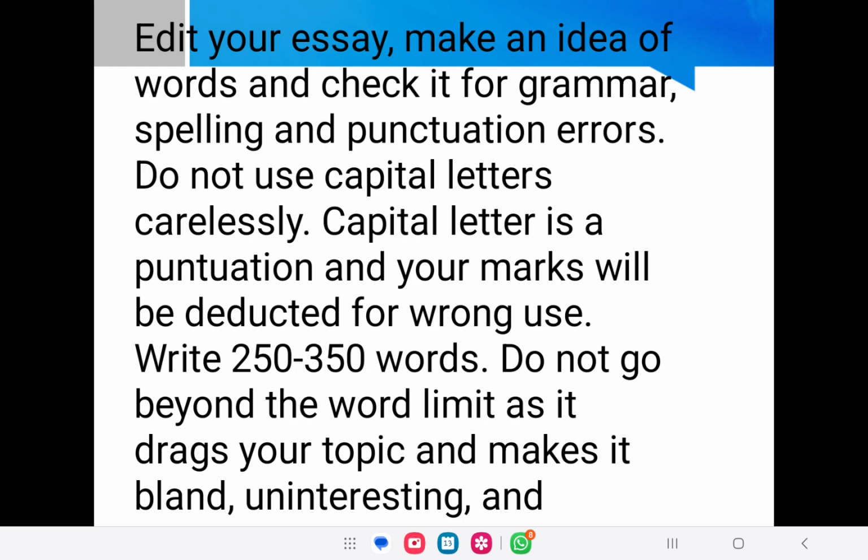Write about 250 to 350 words. Do not go beyond the word limit, as it drags your topic and makes it bland, uninteresting, and monotonous. So that means you have to just keep yourself restricted to 250 to 350 words. And I think in directed writing, you all know that you are able to write 350 words. So you can just check that your words are not less than 250, right? So do all this at the end of your directed writing task, and then you have a good directed writing essay in front of you.